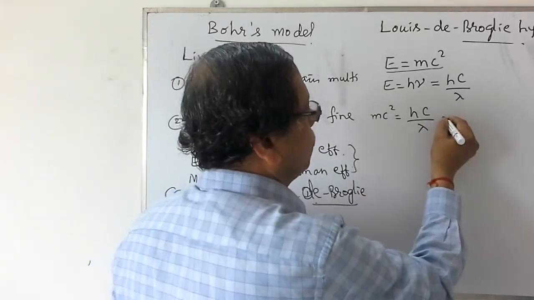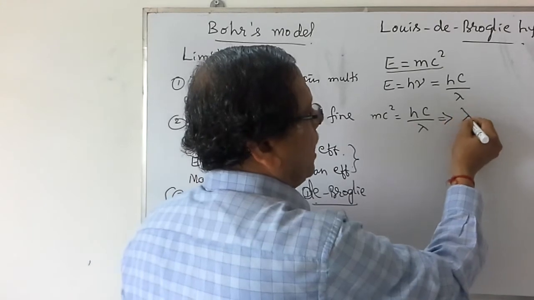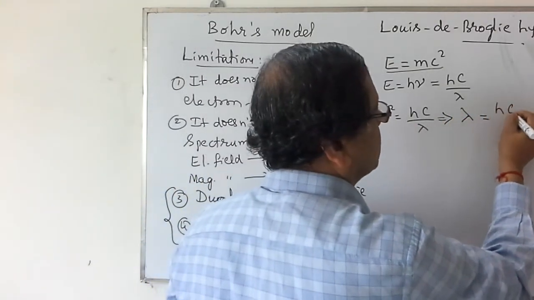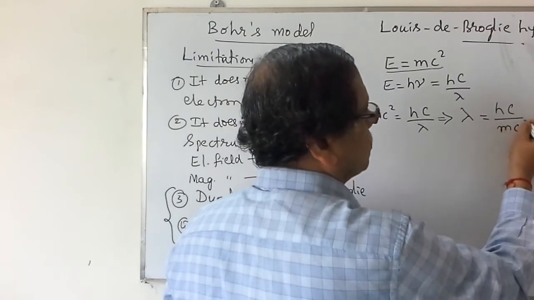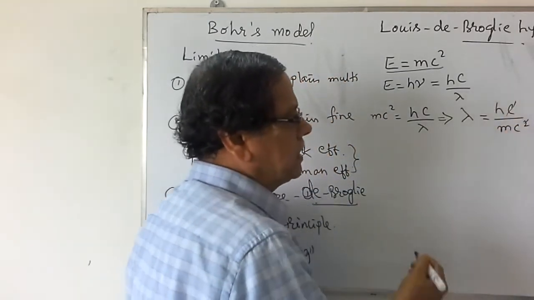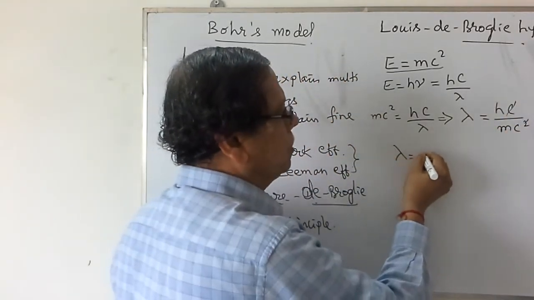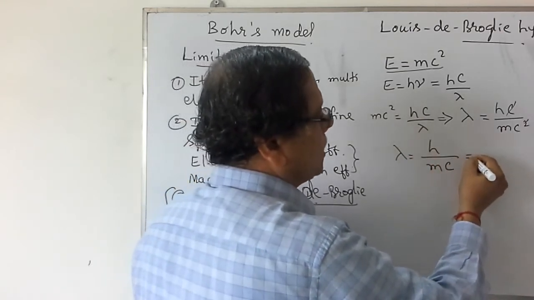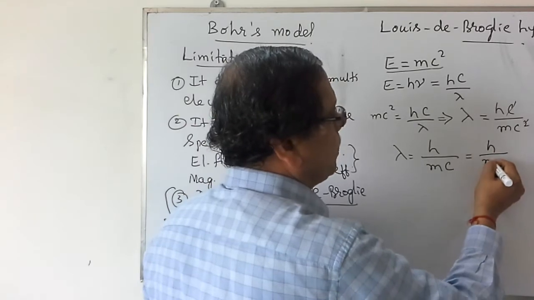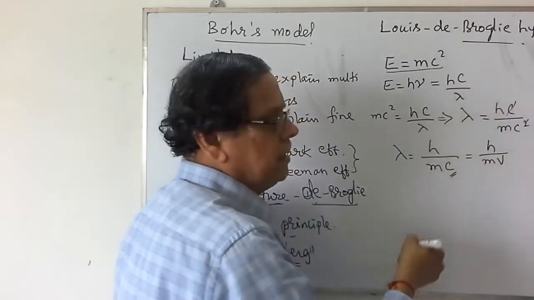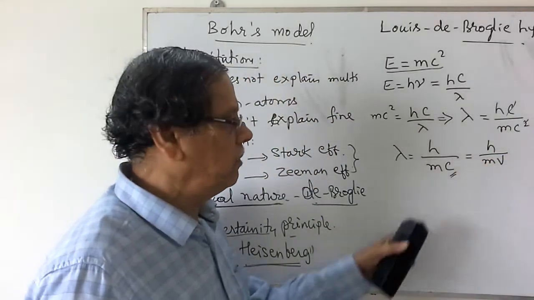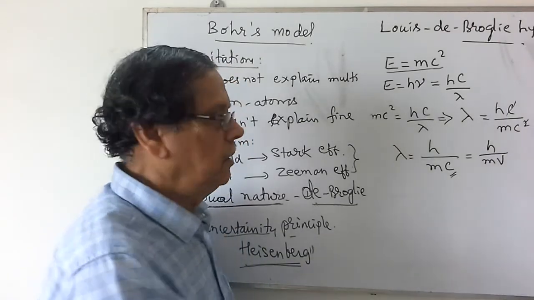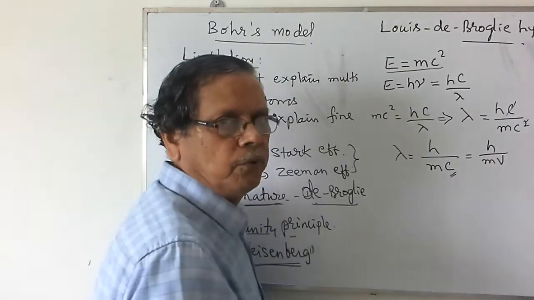Therefore, lambda is equal to, just bring this mc square to the other side, we have this hc divided by mc square. One of the c gets cancelled. Therefore, lambda is equal to h over mc. For other particles, we write this as h over mv. For electron, we write this electron velocity c. For any other particle having the lower mass, we can consider the velocity is equal to v.